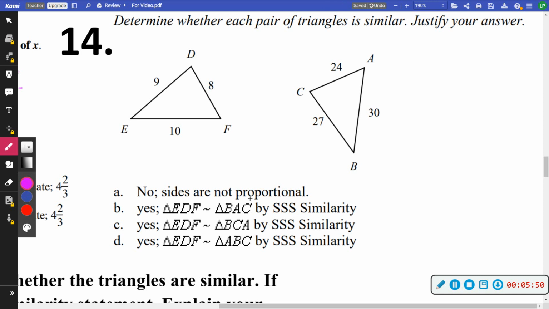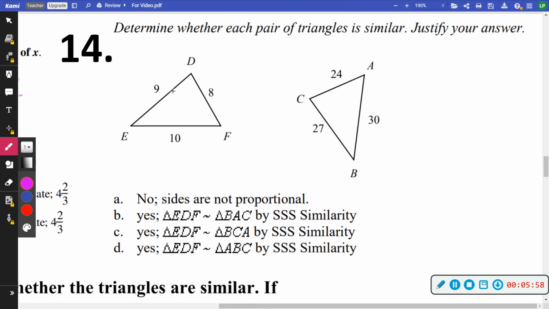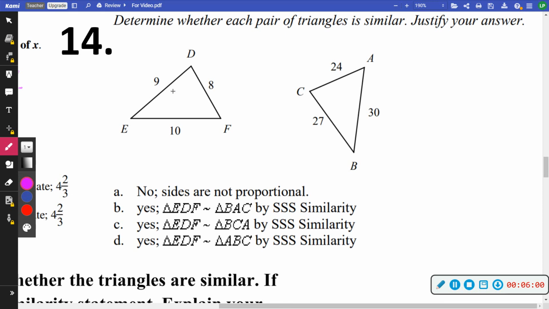Determine whether each pair of triangles is similar. In order to see that these are similar, I can't use AA because we don't know the angles. So we have to look at the proportions. It's hard to know what side goes with what side, so I usually just go with the smallest number, that's 8. Smallest number here would be 24. So if these are similar, it would be 8 to 24. And it might be easier to do 24 divided by 8.